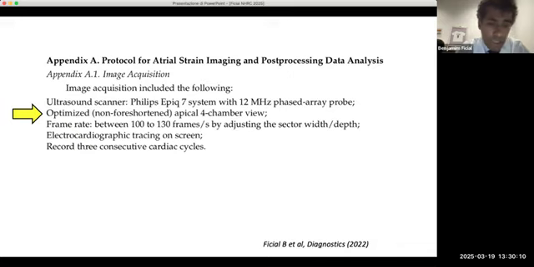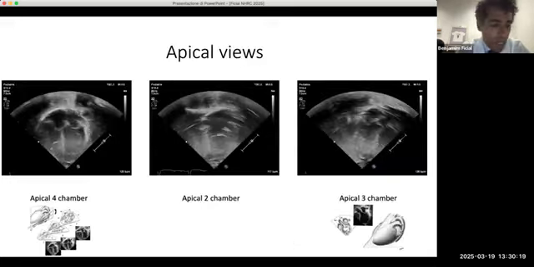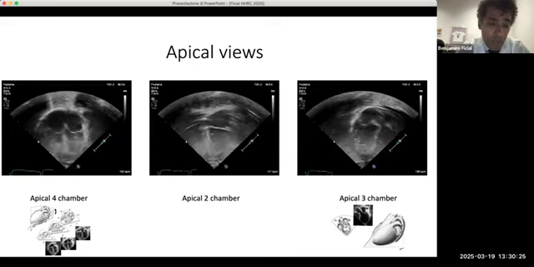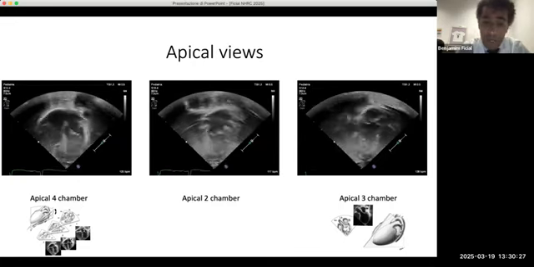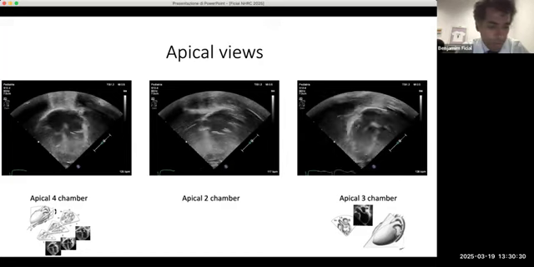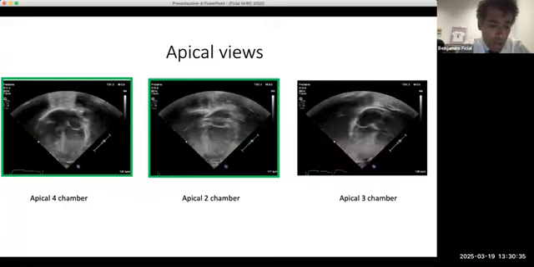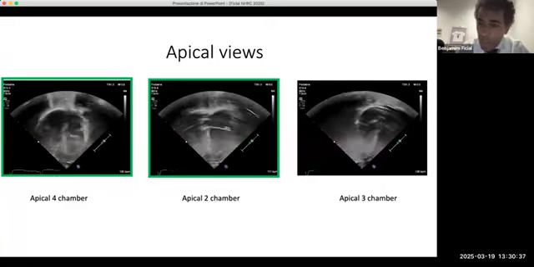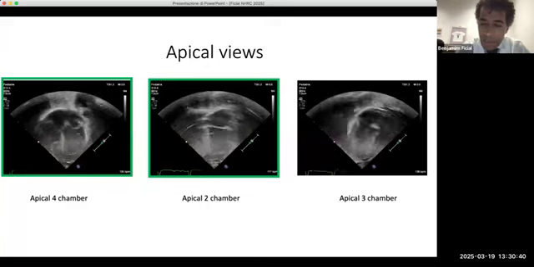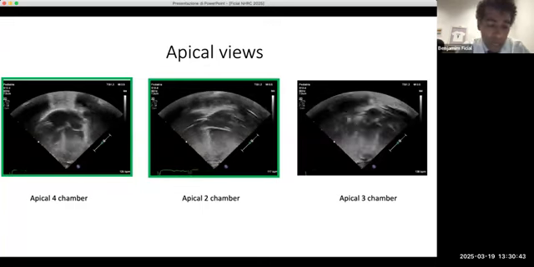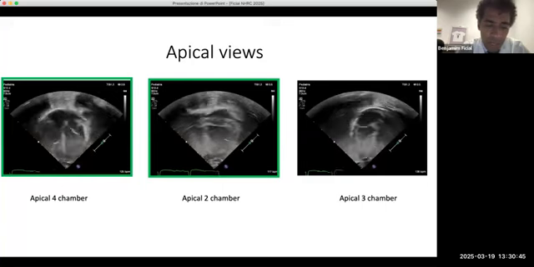Starting with imaging acquisition, it is essential to obtain a high quality, not foreshortened apical four-chamber view with a high frame rate. We explored different options for image acquisition: apical four-chamber view, apical two-chamber view, and apical three-chamber view. We excluded the three-chamber view because, as in adults, the aortic wall is too close to the wall of the left atrium, making it difficult to separate them.